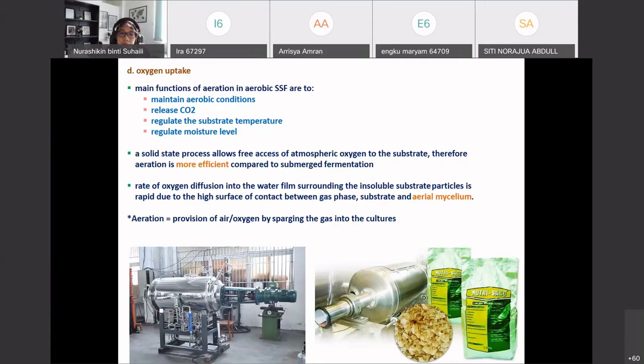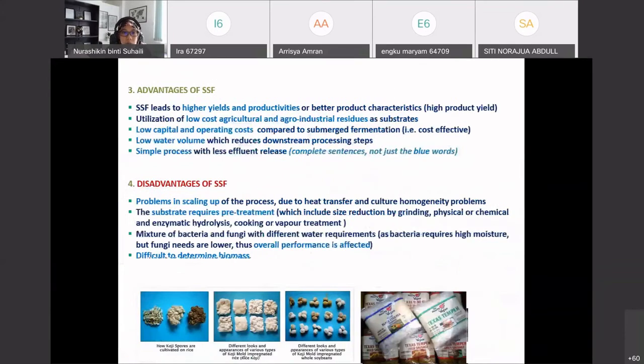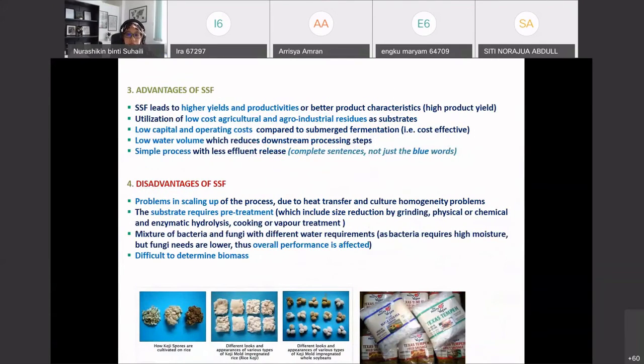Okay. So oxygen is one of the important factors for aerobic SSF. For anaerobic, it's not included. Okay, so what are the advantages and disadvantages of SSF?